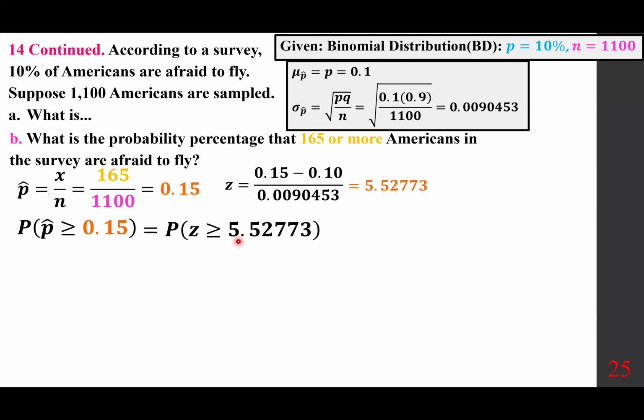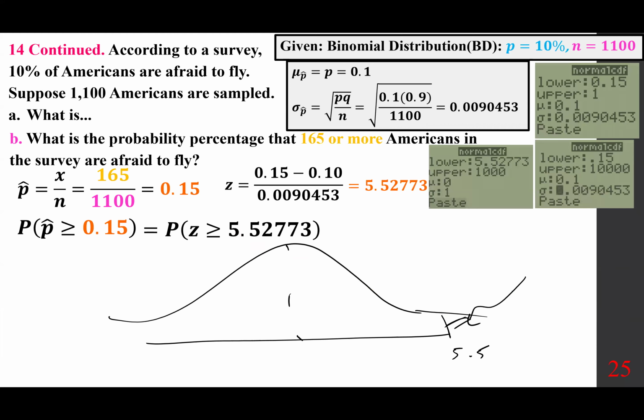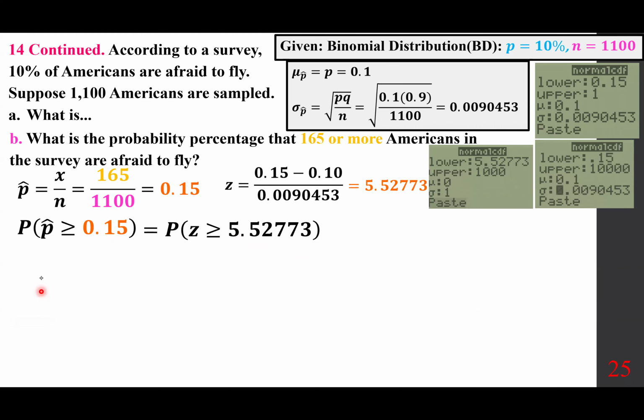So that means the number somewhere here is 5.5. We want this area, and this area really doesn't exist. It's 0. I want you to know that for all practical purposes it becomes 0. So let's look at the technology. Lower is 0.15, upper is 1, or 1000 or 10,000, doesn't matter. The reason we can use 1 is because this is a proportion, remember, maximum probability is 1, that's why.